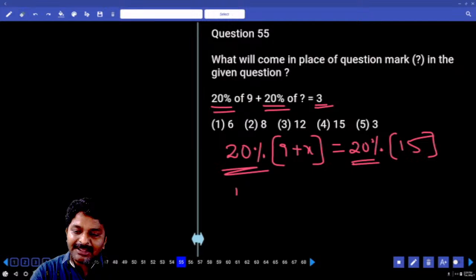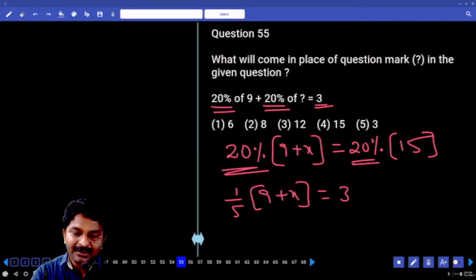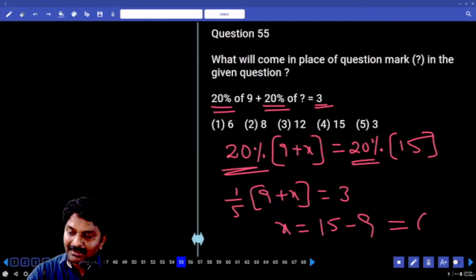Otherwise 20%, 1 by 5, 9 plus x is equal to 3. 5 goes to the other side, x is equal to 15. Answer 6.